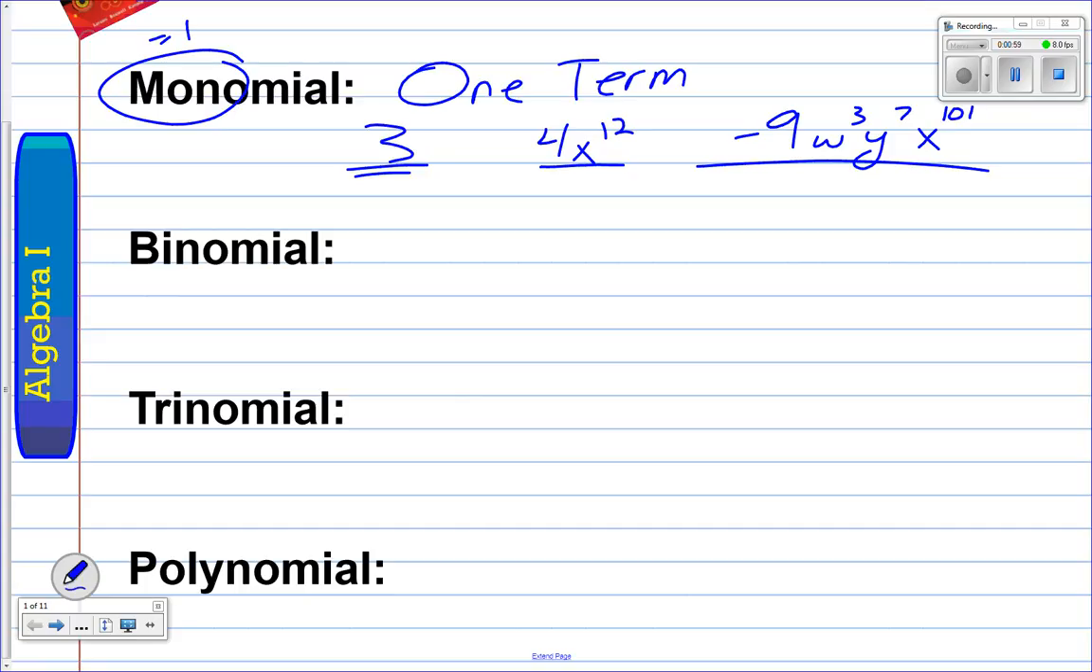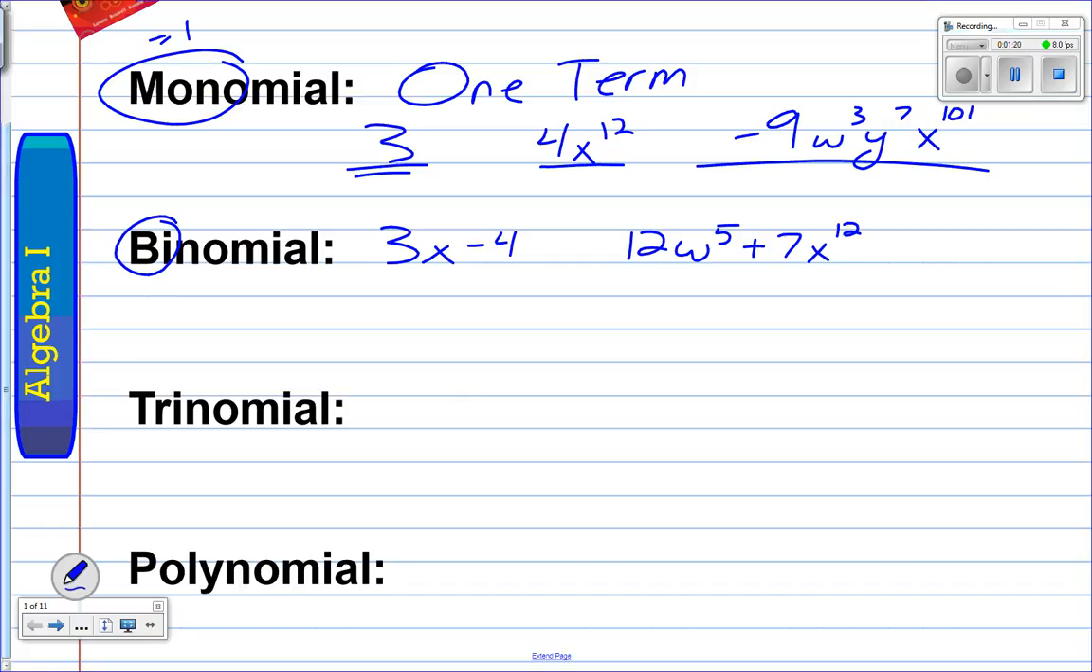Okay. A binomial, bi means two. Think bicycle or bifocals, 2 wheels, 2 lenses, anything with 2 terms. So 3x minus 4, 12w to the 5th plus 7x to the 12th. It's going to be a binomial. 2 terms separated by a plus.